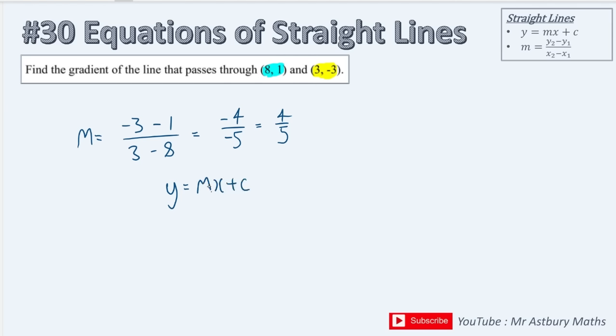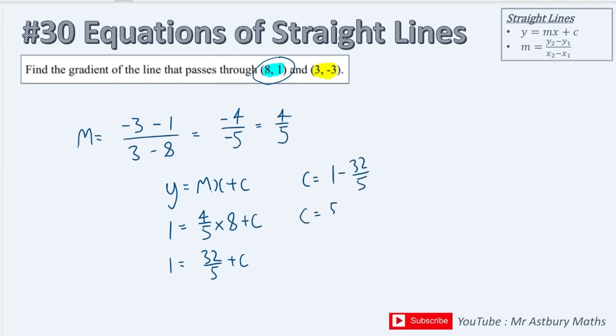And we can sub in one of our points and the gradient we've already worked out. So if I sub in this one, I get the y value is 1, the gradient is 4 over 5, and the x value is 8, plus c. This gives me that 1 is equal to 32 over 5 plus c. So therefore c is equal to 1 minus 32 over 5. And 1 is 5 over 5. So this tells me that c must equal minus 27 over 5.